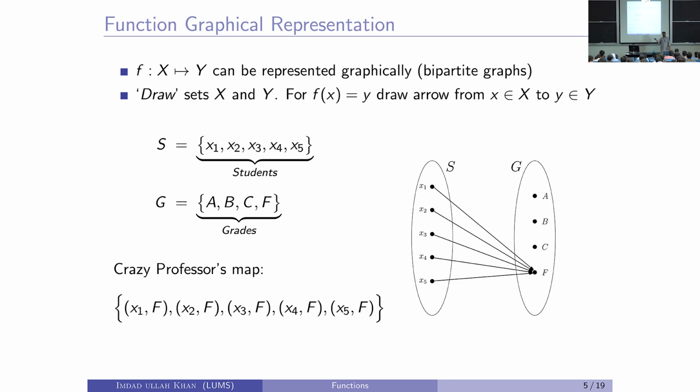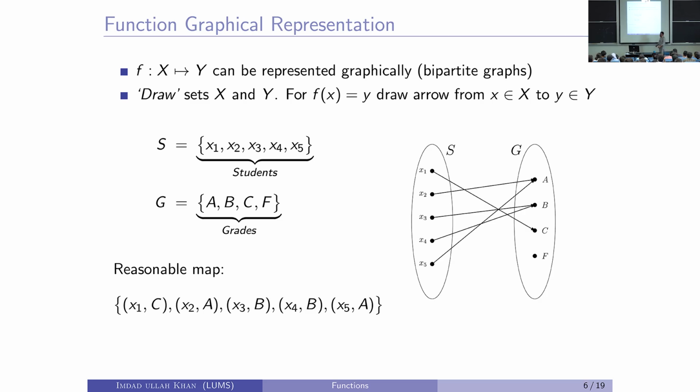So in that mapping, x1 was mapped to f, x2 was mapped to f, x3 was mapped to f, x4 was mapped to f, and x5 was mapped to f. This is one representation of a function. Another representation is to draw S, draw G, and because x1 is mapped to f, I'll draw a directed line from x1 to f. Because x5 is mapped to f, I will draw a line from x5 to f. Another, more reasonable thing could be drawn like this.